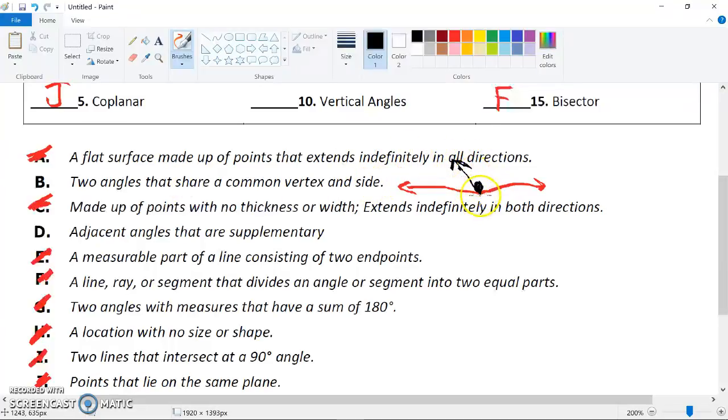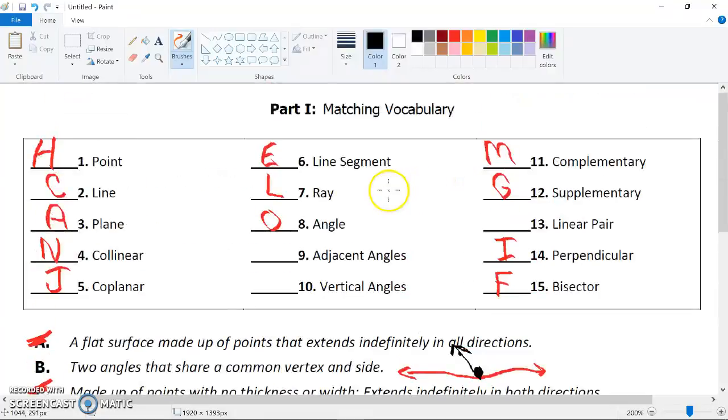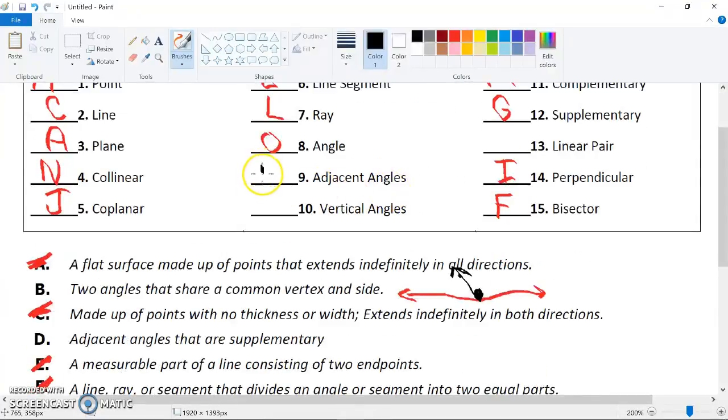Here's two angles. They share a common vertex. This is the black dot. And they share this side. So we call those adjacent angles. So that is 9.